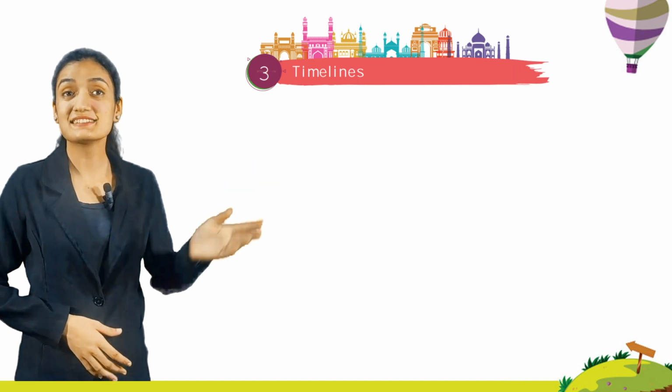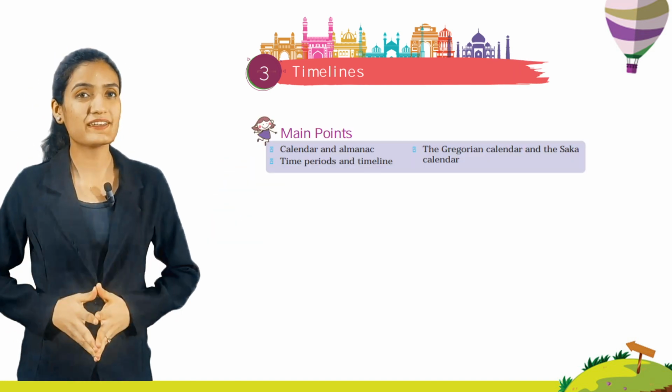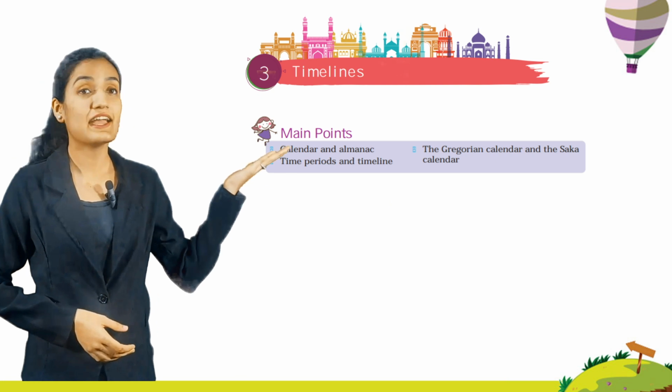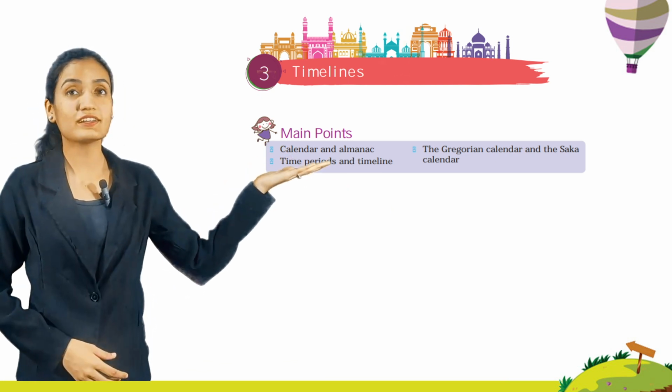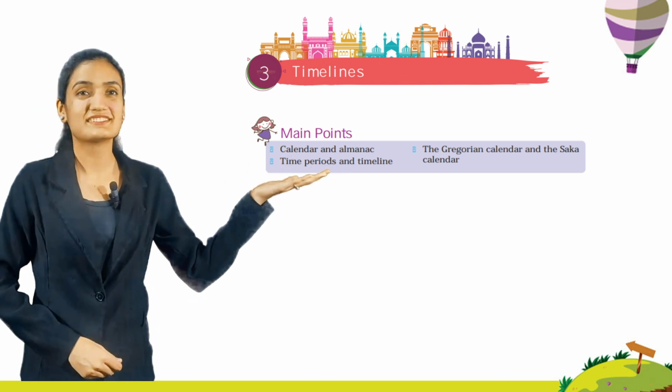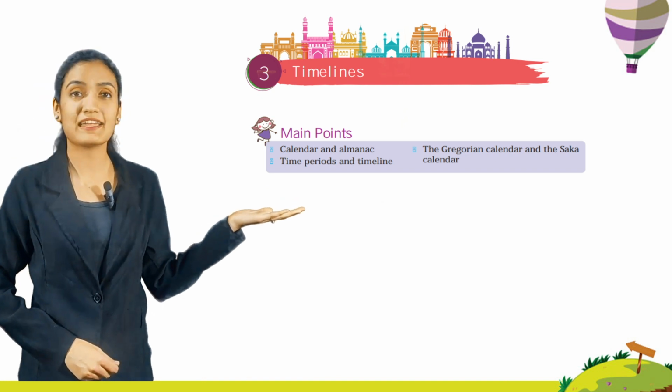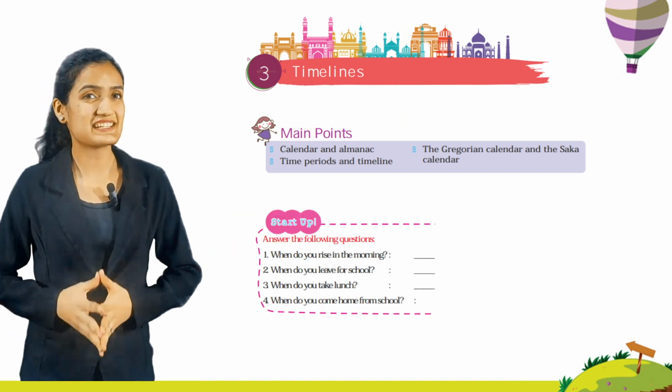Today we are going to start with chapter 3, that is timelines, and the main points are calendar and almanac, the Gregorian calendar and the Saka calendar, time period and timelines. Now class, let's start up.